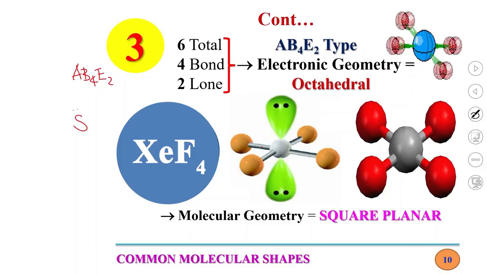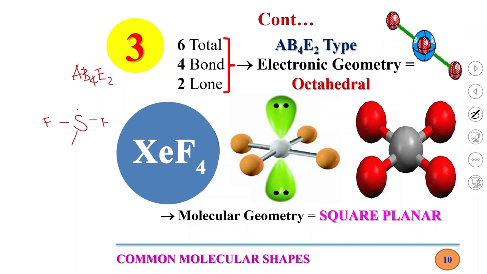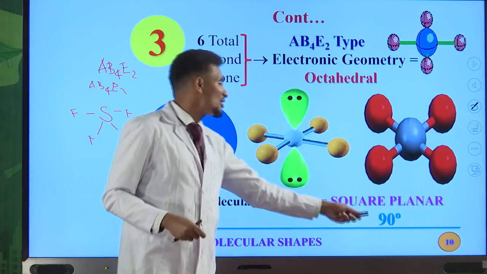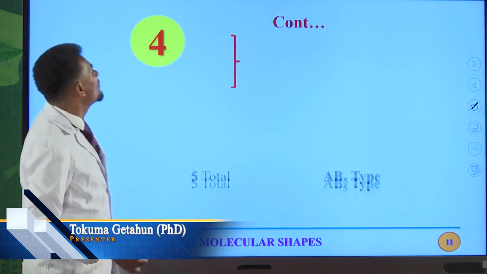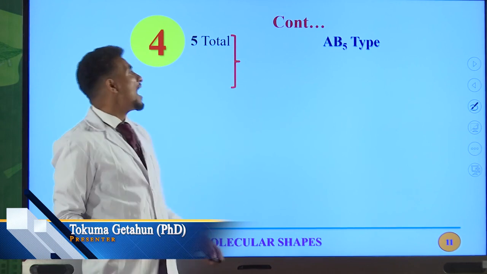So this is the third common shape of molecules. The ideal bond angle for this type of molecules is also 90 degrees. The fourth one, AB5 type.